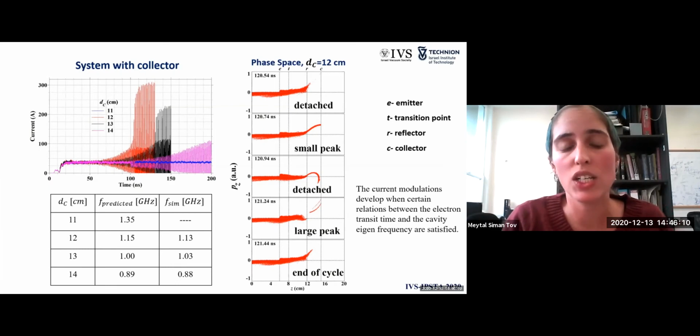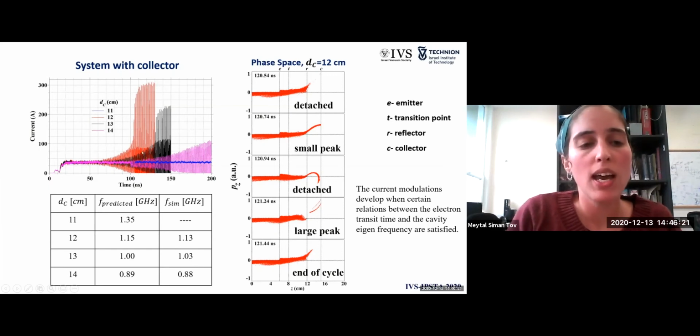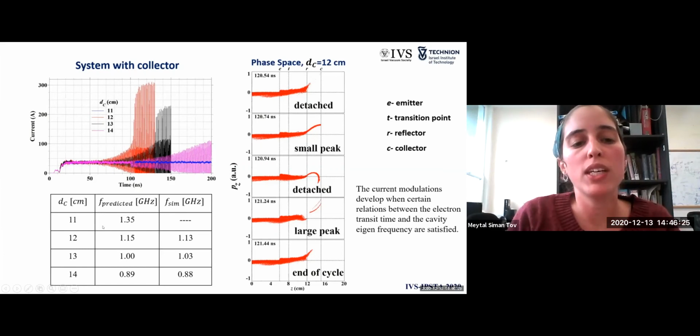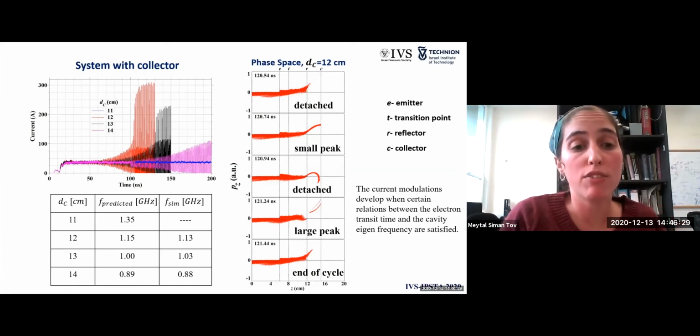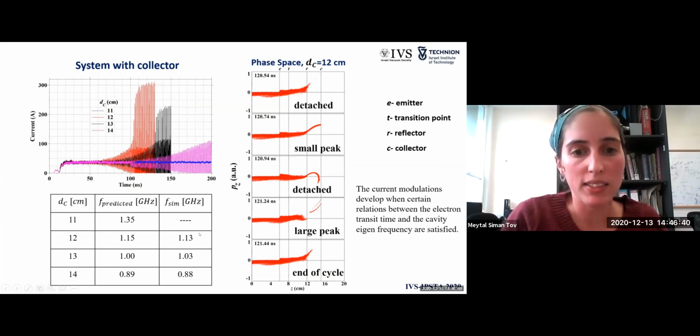To understand the reason for those modulations, we also studied the system for different values of the cavity length. Cavity length is the length of the wider tube, and those are the values. We simulated the system in the absence of the electron beam and checked the eigenfrequency of the cavity, and those are the values you see here in the table. Then we repeated some simulations in the presence of the electron beam and checked the frequency of modulations that we get in the collected current.